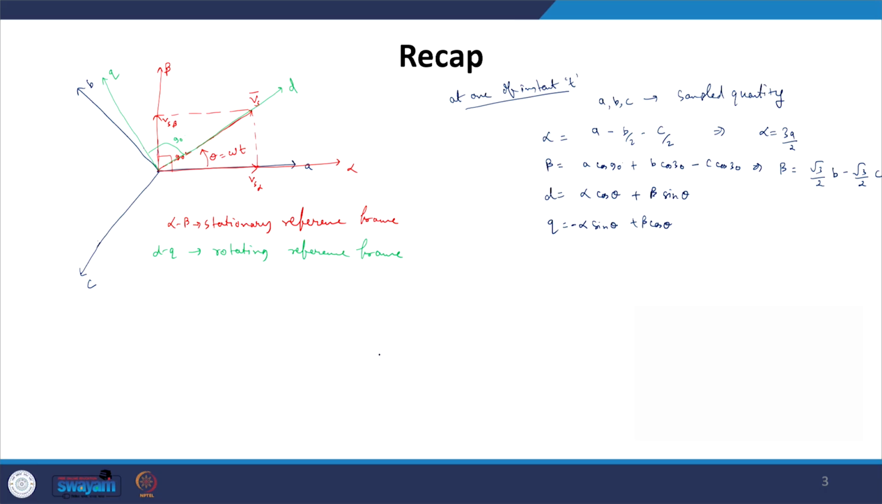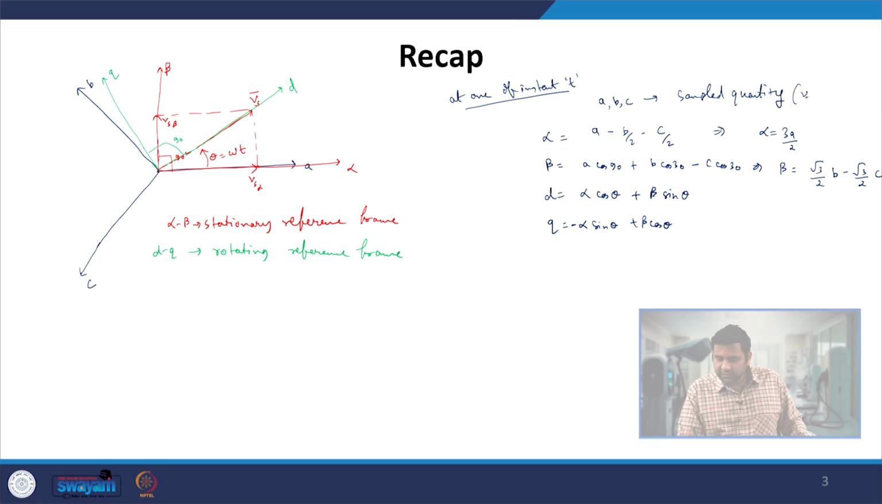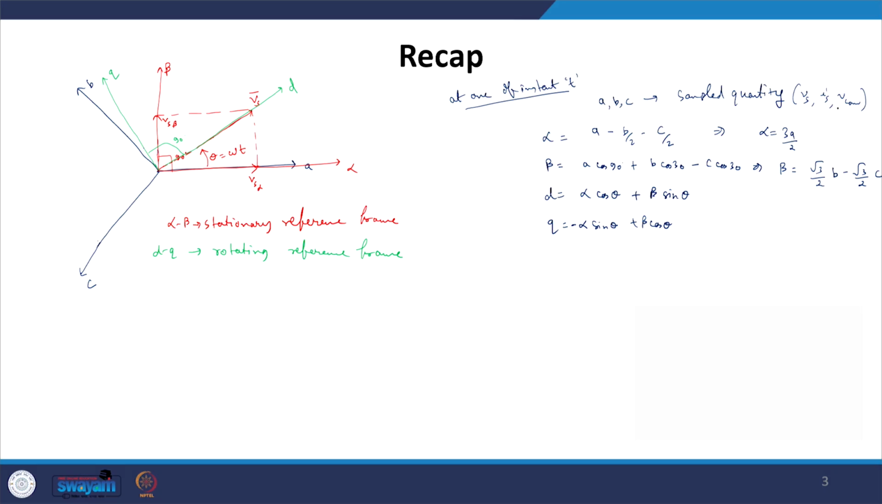Now, at any given instant of time, ABC are sampled quantities. A sampled quantity could be your Vs, the 3 phase supply voltages, or your Is, the current drawn from the supply, or V converter, which is the voltage applied at the output of the half bridges.